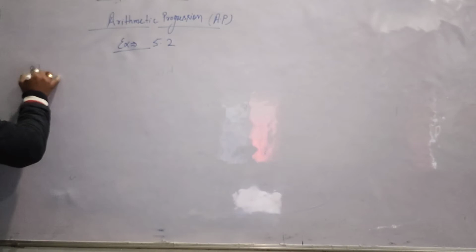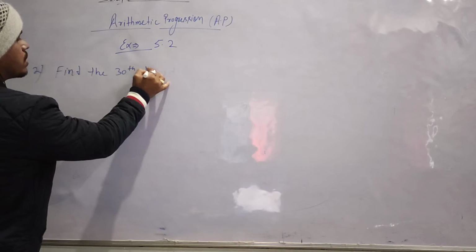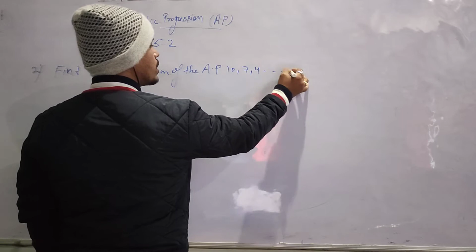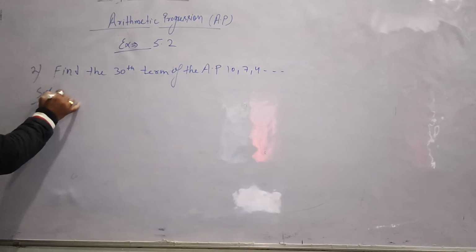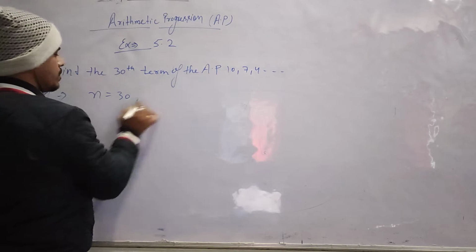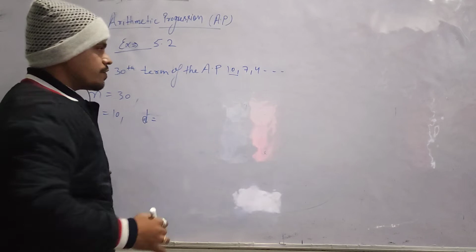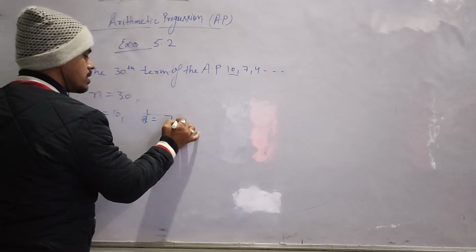Question number 2: find the 13th term of the AP 10, 7, 4 and so on. That is an objective type question. What is given? The AP is 10, 7, 4. Here 10 is the first term of the AP, and the common difference is found by subtracting 10 from 7, which gives minus 3.